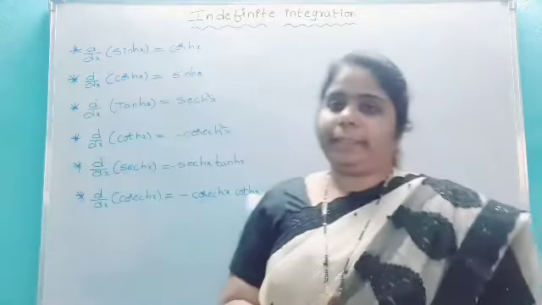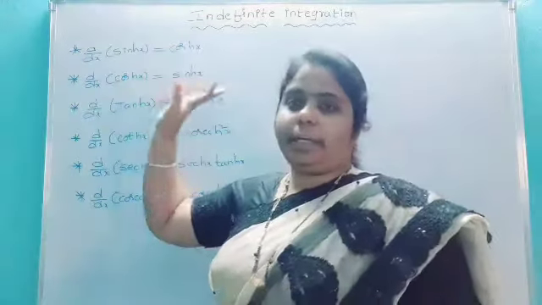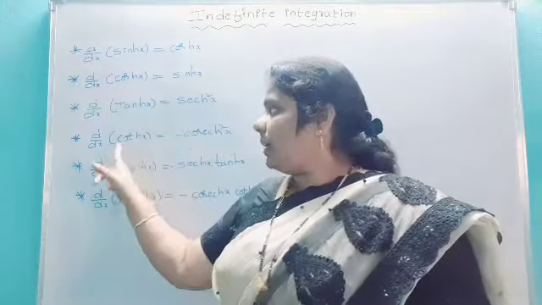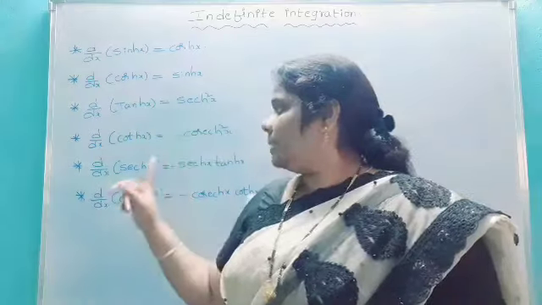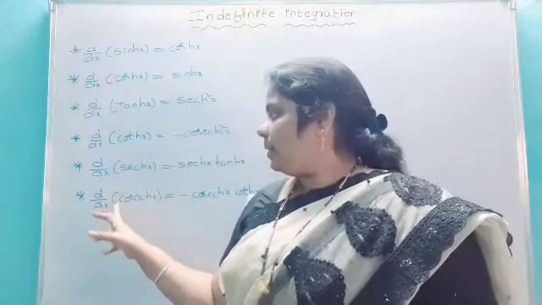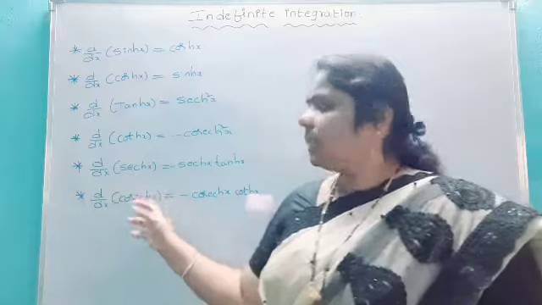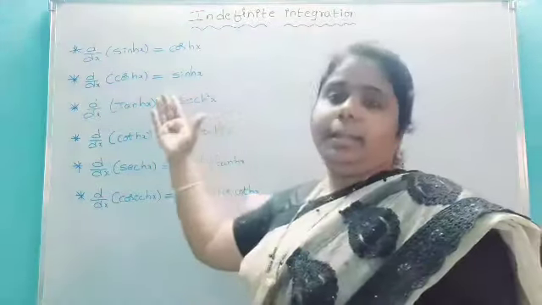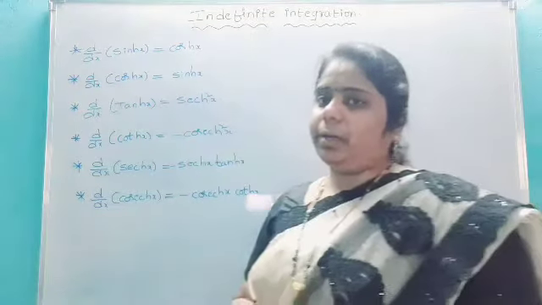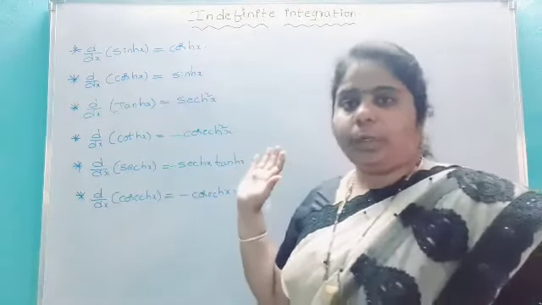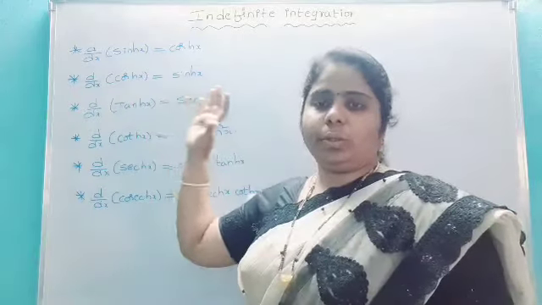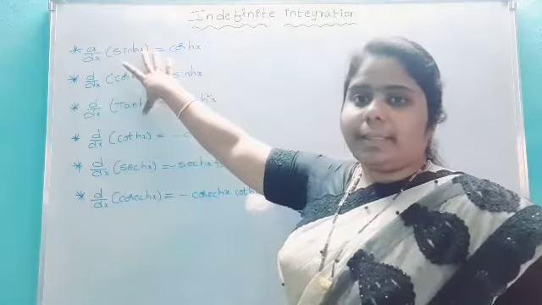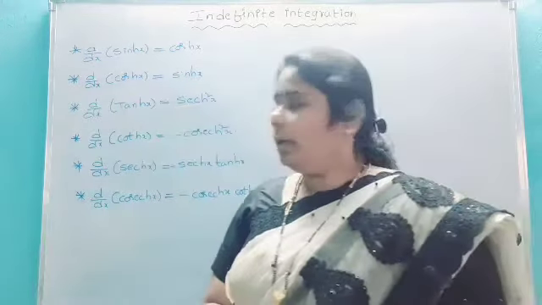But in the trigonometry, where there is a c there is a negative. Cos x differentiation is minus sin x. Cot x differentiation is minus cosec square x. Similarly, cosec x differentiation is minus cosec x into cot x. In trigonometry, wherever c appears in the function, the differentiation is negative. But in the hyperbolic functions, first 3 positive, next 3 negative.